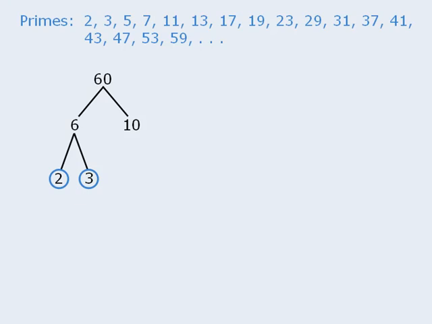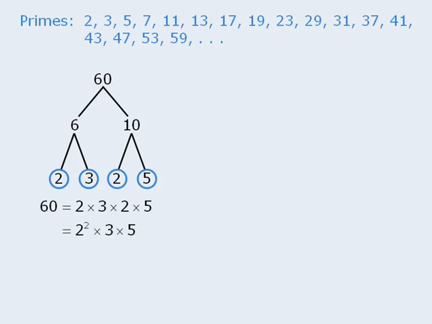Is 10 prime? 10 is not prime, so we can write 10 as the product of two numbers. Two numbers that multiply to be 10 are 2 and 5. 2 and 5 are both prime, so we'll circle them. We have now broken 60 down into several prime numbers. So 60 will equal the product of the prime numbers found at the ends of the tree. We can write this as follows. Now this technique can be applied in several different ways, and it will always yield the same prime factorization.